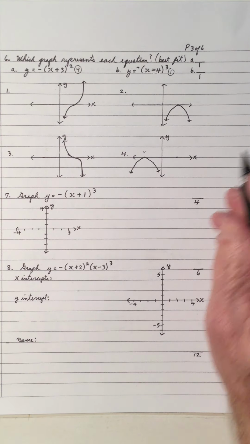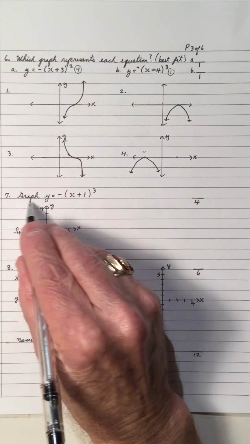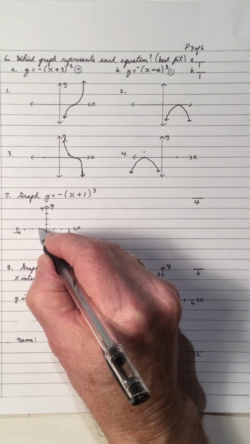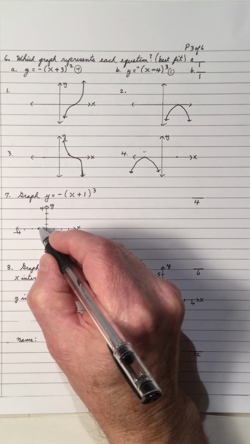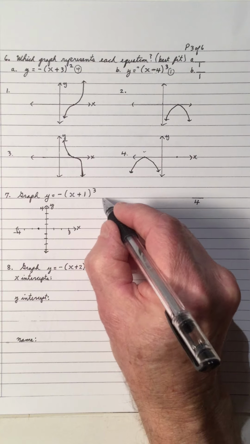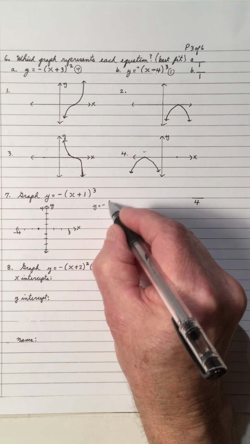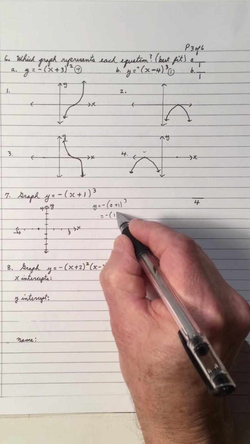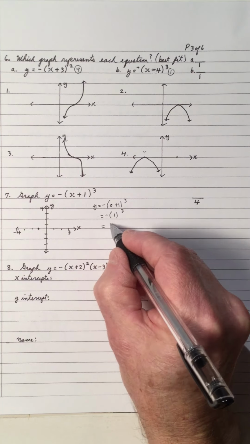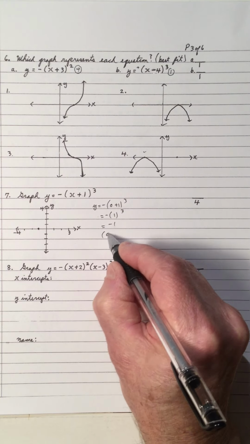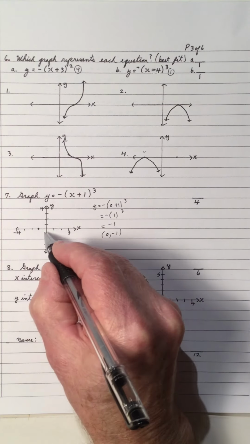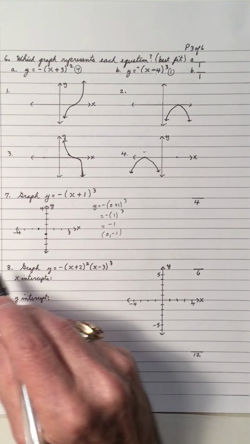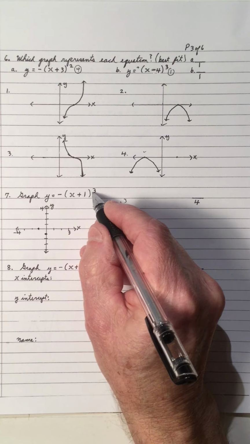Number 7, graph. Well, we're going to graph this one. Let's look at the x-intercept. The x-intercept is negative 1 right here. And let's look at the y-intercept. The y-intercept is when you let x equals 0. So when x is 0, y is negative 1. There's the y-intercept. And notice it's a cubic.